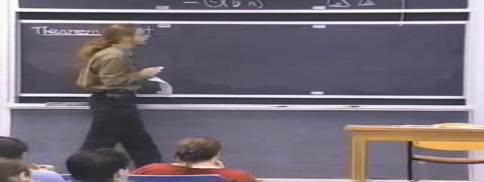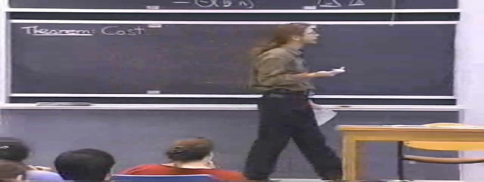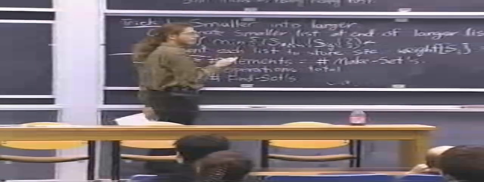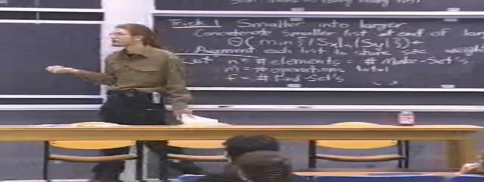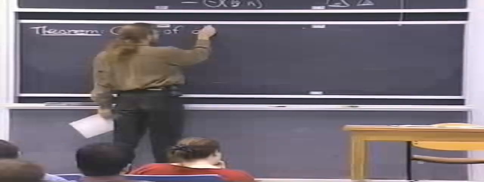So the point here is that finds are fast. If we can do all this augmentation where we know from every element what the representative element is, well, finds are constant time. Make sets are constant time. All that costs us is unions. So what we care about is the cost of all the unions.